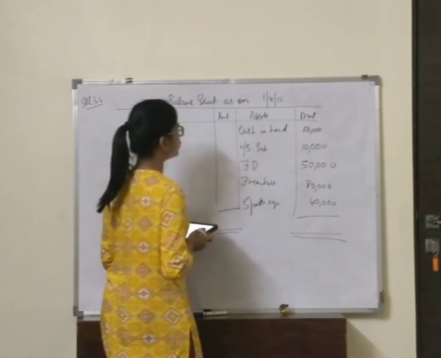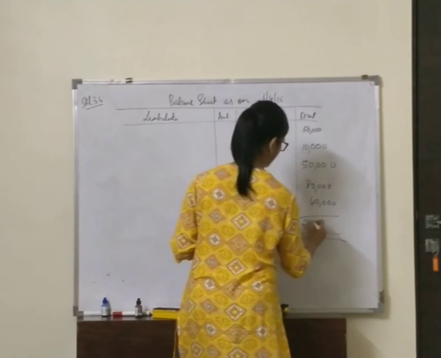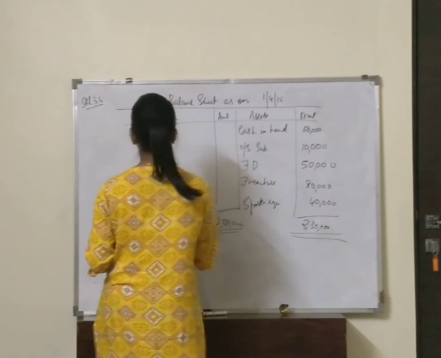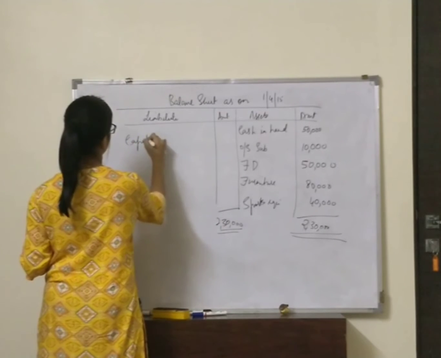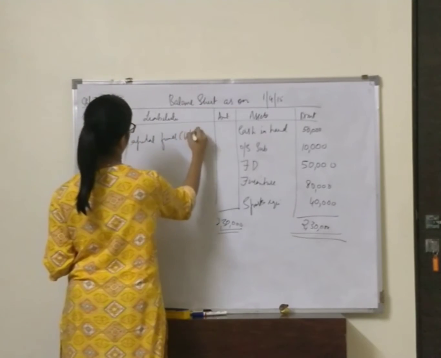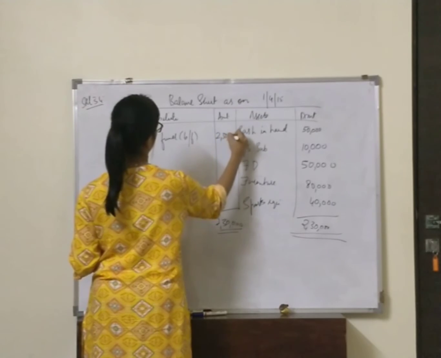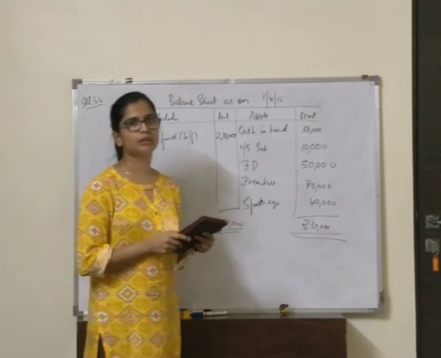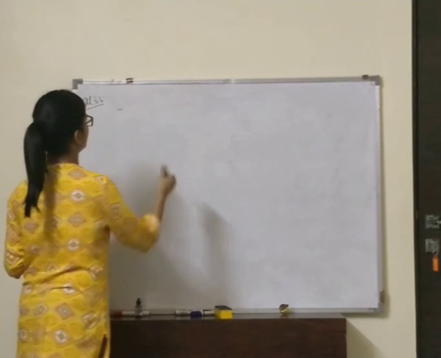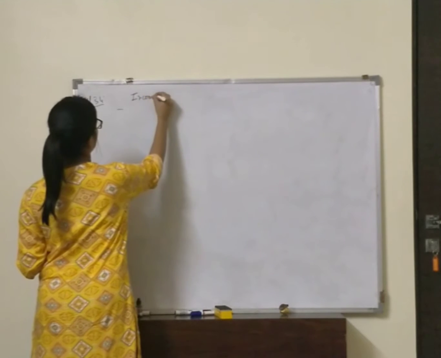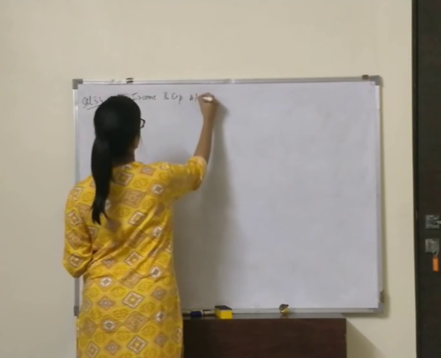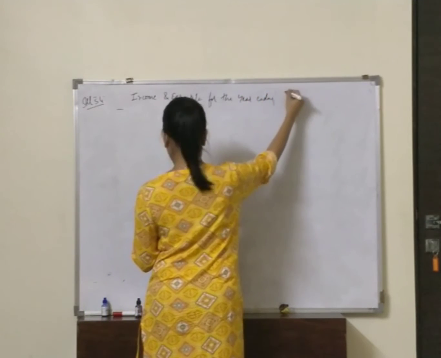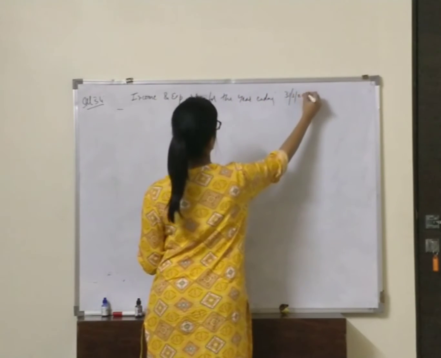No. So we need to total our balance sheet. How much do we get? 2,30,000. 2,30,000. So our balancing figure will be a capital fund in bracket balancing figure 2,30,000. So clear with the opening balance sheet. Next take down income and expenditure account for the year ending 31st March 2016.